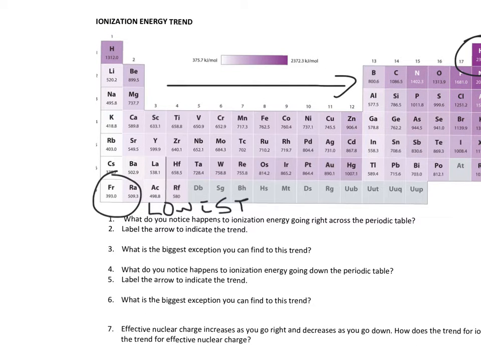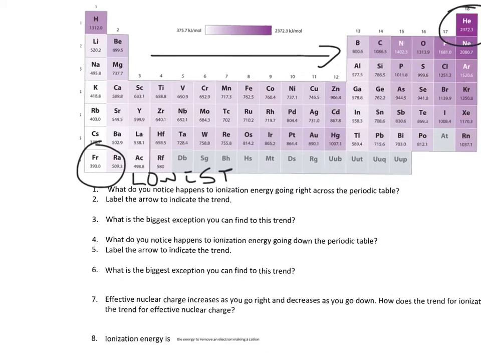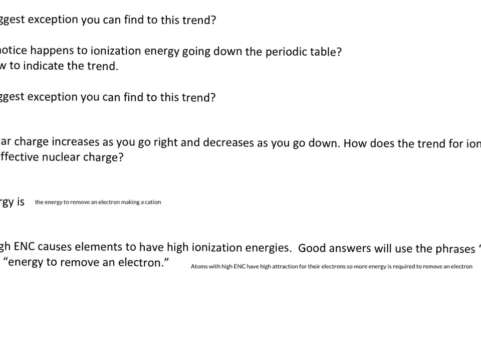So elements over here on the metallic side of the table tend to have very low ionization energies, and elements over on the non-metallic side tend to have rather high ionization energies. And the way to think about why that is the case is that if elements have a high effective nuclear charge, that means they have a high attraction for their own electrons. And that's going to make it more difficult to remove an electron. So when the attraction is high, the energy to remove the electron is also high.